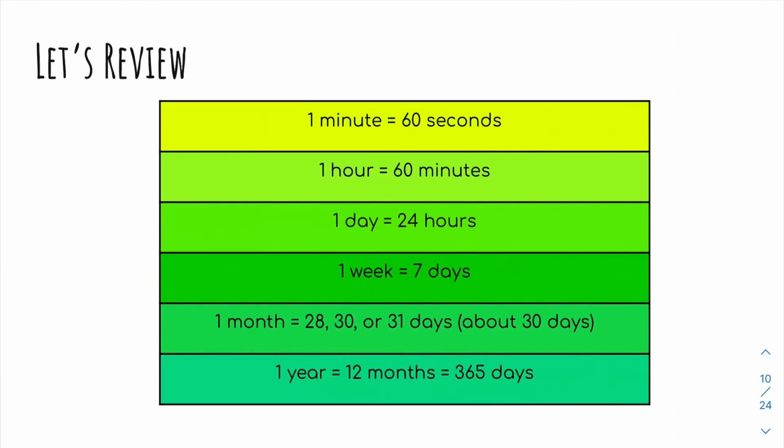Let's review. We learned that there are 60 seconds in 1 minute, 60 minutes in 1 hour, 24 hours in 1 day, 7 days in 1 week, about 30 days in 1 month, and 12 months or 365 days in 1 year.